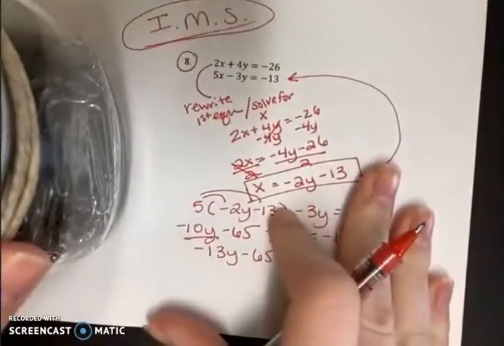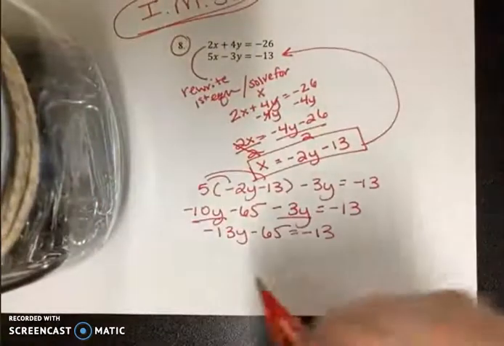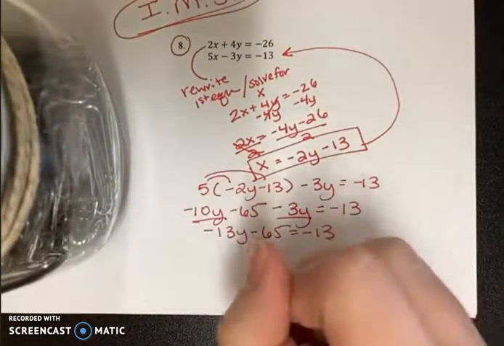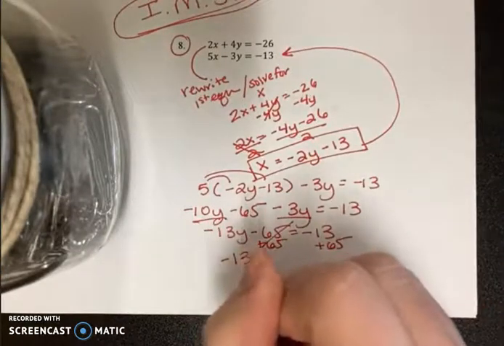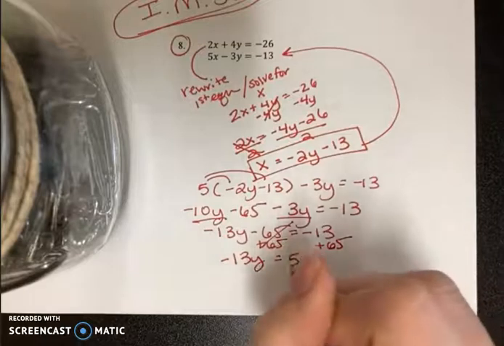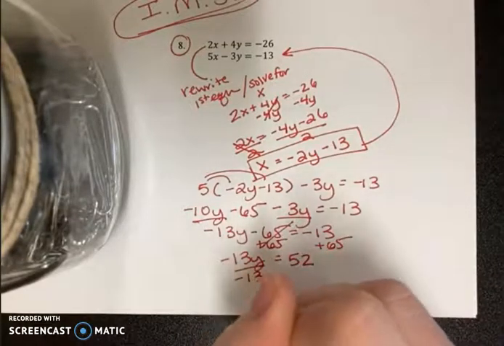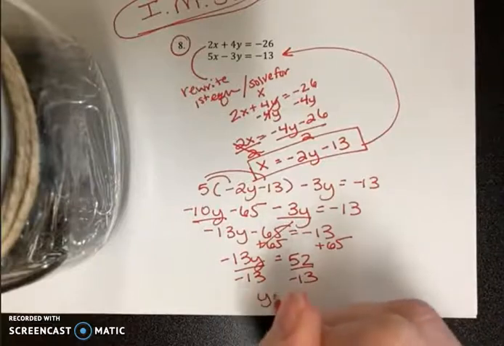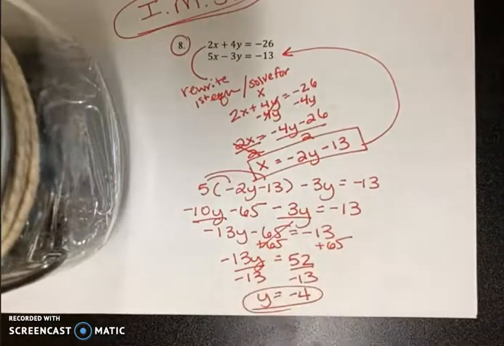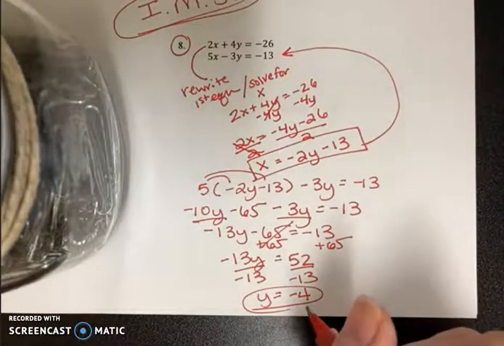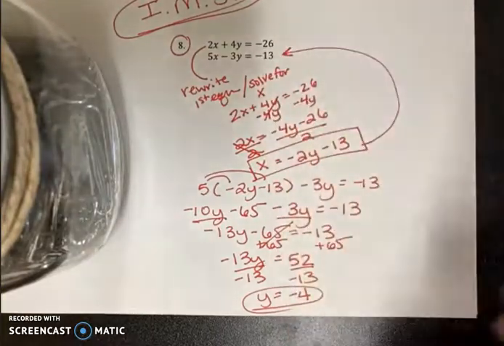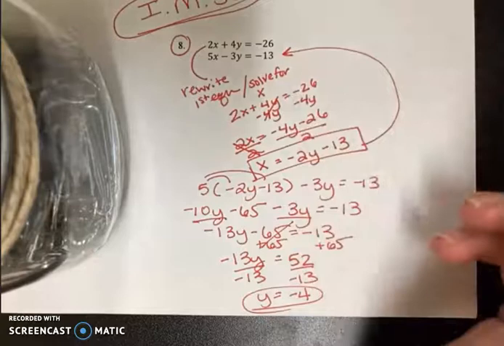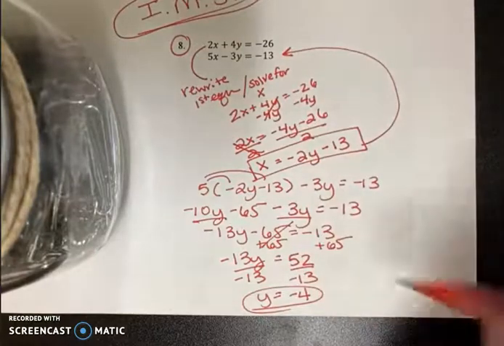Trying to get y by itself here, so add 65 to each side. That would give me 52. Divide by negative 13. Again, trying to get y by itself. I get negative 4. Now that I have y, I need to take y and plug it into one of the original equations. Doesn't matter which one, because I already have the y value. I just want to solve for x.